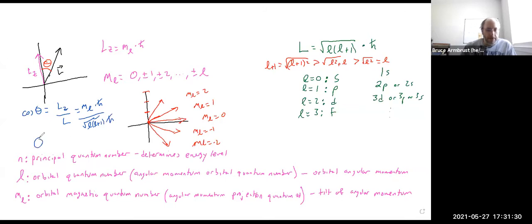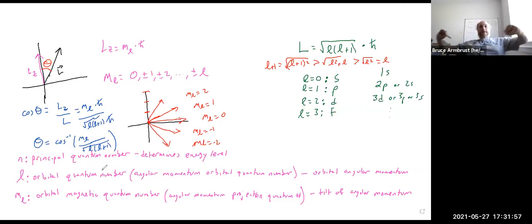So the different possible angles we can get, different possible tilts, are going to be given by the inverse cosine of m_l over the square root of l times (l plus 1). All right, so yay. There's our third quantum number, but now we got 3.